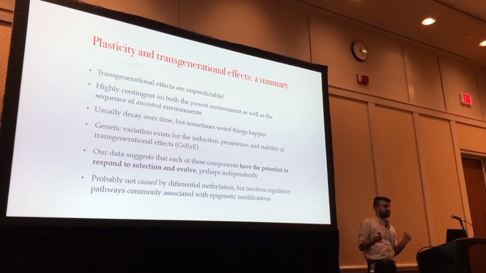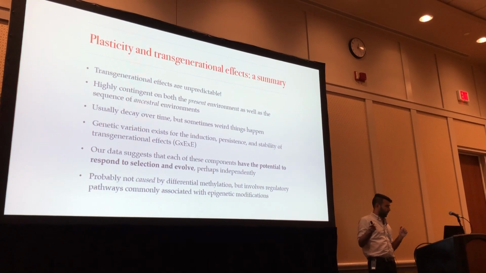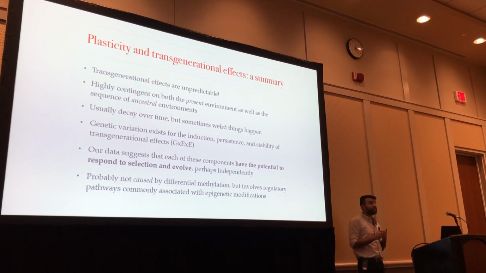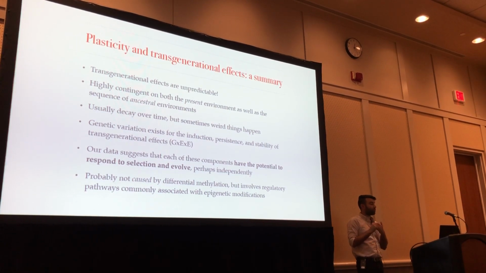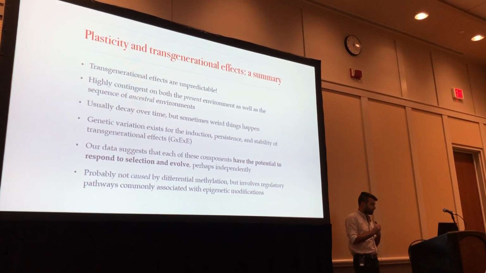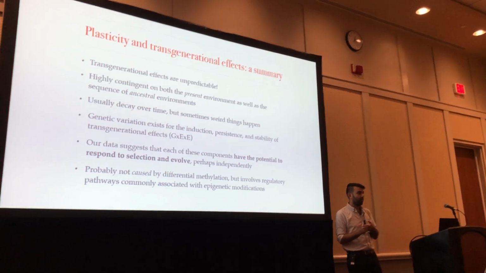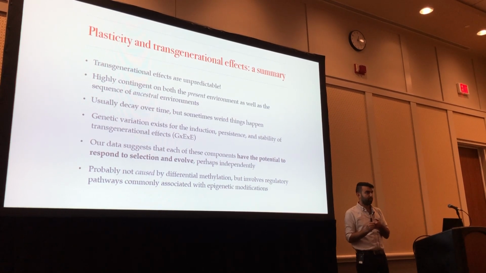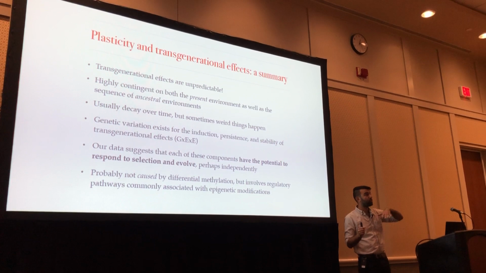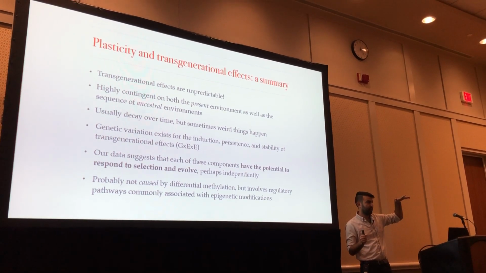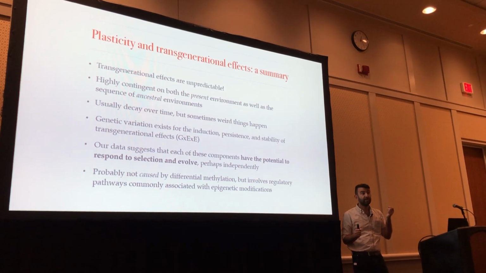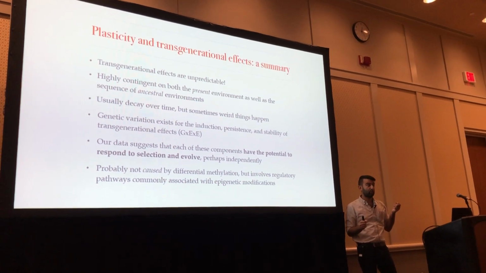Okay, so just a quick summary of what we have here. Transgenerational effects are pretty unpredictable, and that's because they really depend heavily on the present environment as well as the sequence of ancestral environments. Usually, they tend to decay over time, so mostly we found that grandparental effects were weaker than parental effects, which suggests decay over time. But in some cases, we actually saw an acceleration of transgenerational plasticity over time, where grandparental effects were actually stronger than parent effects, depending on the environmental sequence, which was actually quite surprising to us.